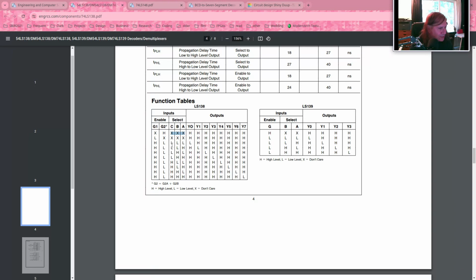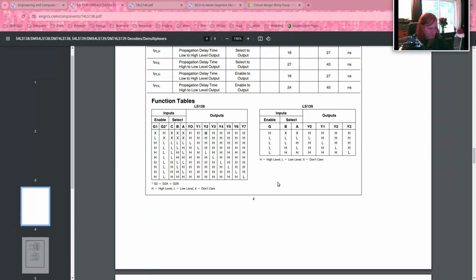So what is this circuit doing? It's basically routing this input G2 star to one of our 8 outputs. Right, and the choice of output is based on these select lines CBA. So here my select lines are 0, 1, 0. That's a 2. So if G2 star is low, output Y2 is low. And if G2 star is high, output Y2 is high. And all of the other outputs are high.